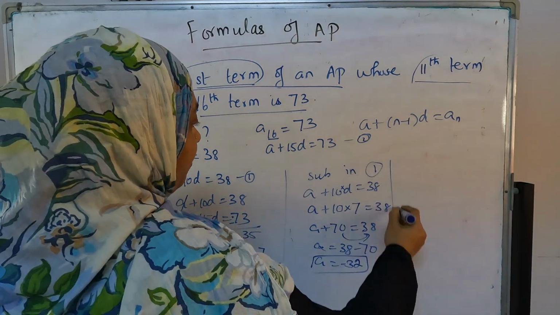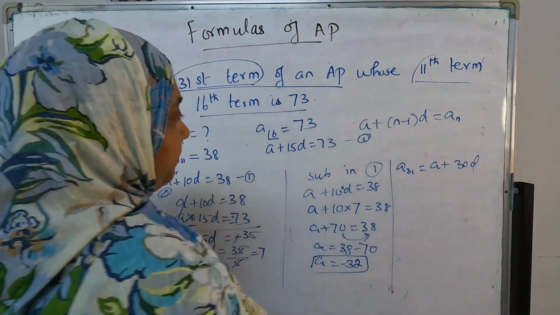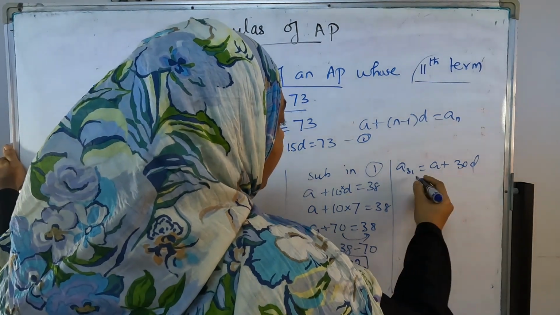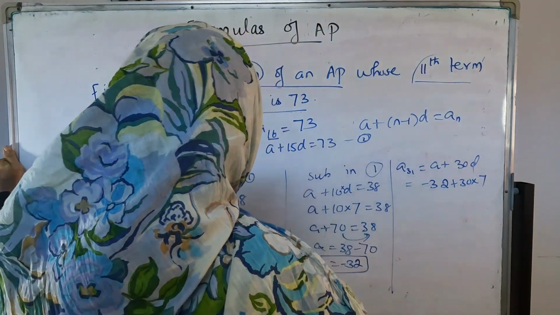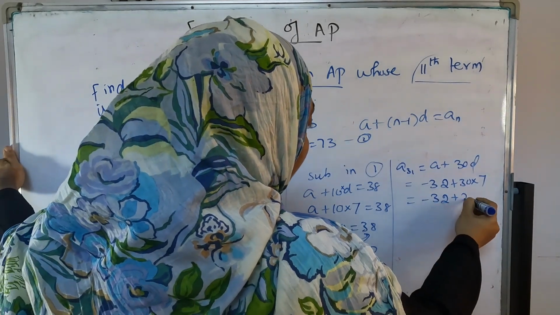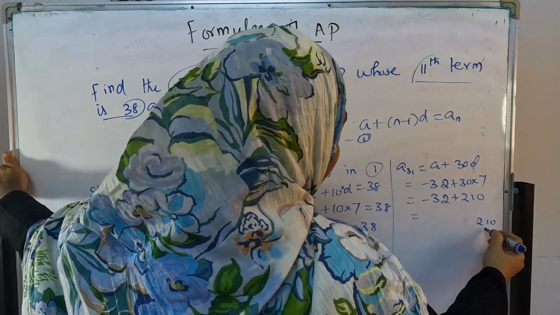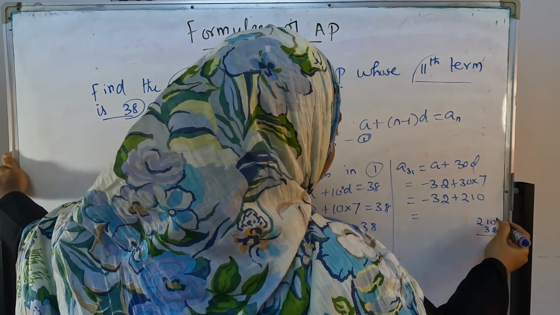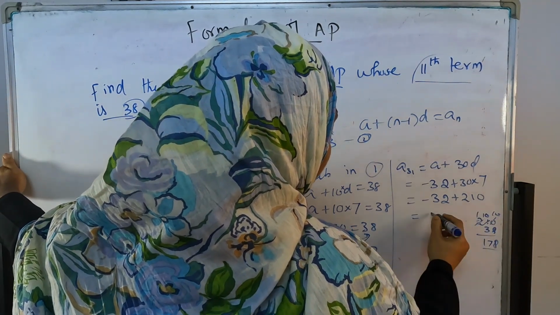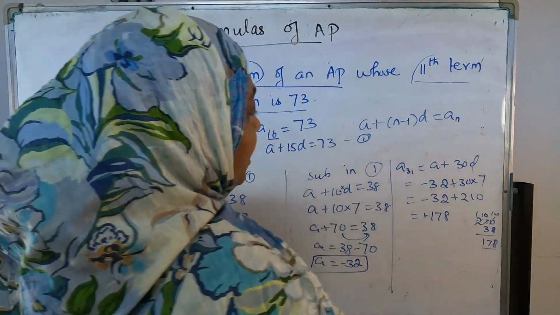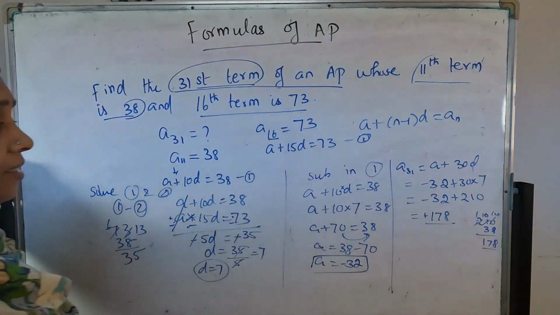And they are asking A31 from us. We will calculate A31 also. So A31 is equal to A plus 30D. Because 31, so 30D. A is minus 32 plus 30 into D, which is 7. So minus 32, 7 3s are 21, 210. Then subtract: 210 minus 32. You will get 178 as the answer for this one. Okay, the 31st term.